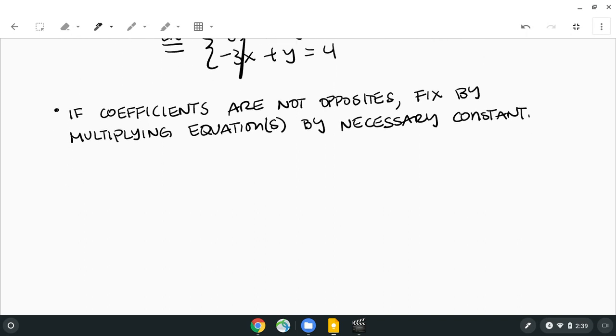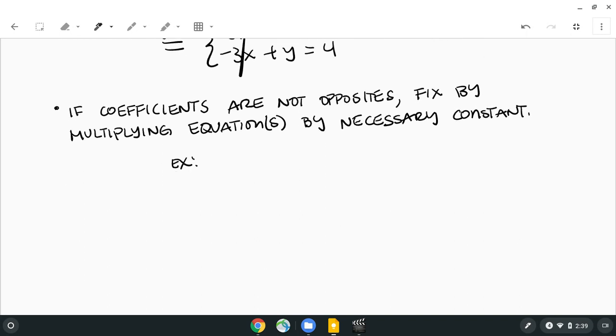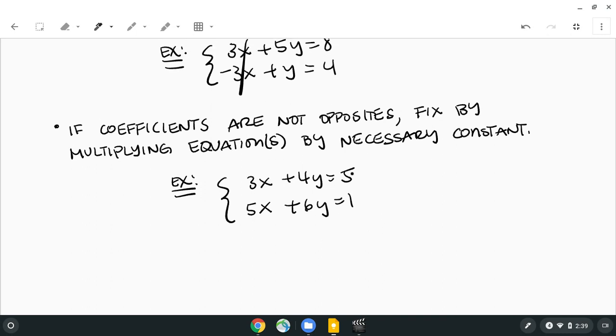Okay, so suppose that I have this system instead where they don't cancel. Suppose I have 3x plus 4y equals 5. And suppose that I have 5x plus 6y equals 1. Okay, so we don't have this nice opposite coefficients so they cancel situation, right? If I add the two equations, I get 8x and plus 10y. Neither one of them cancel. Okay, so what I do is I have to fix this.